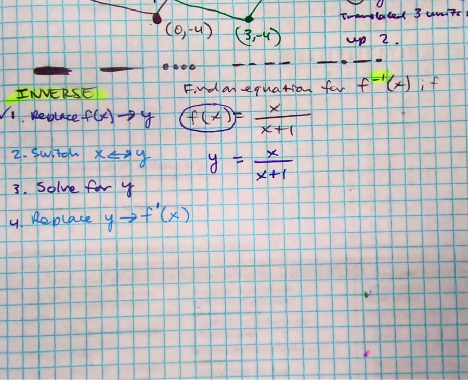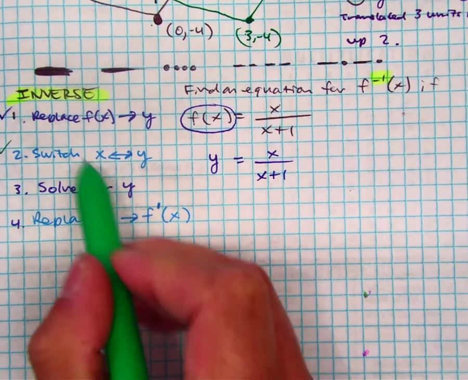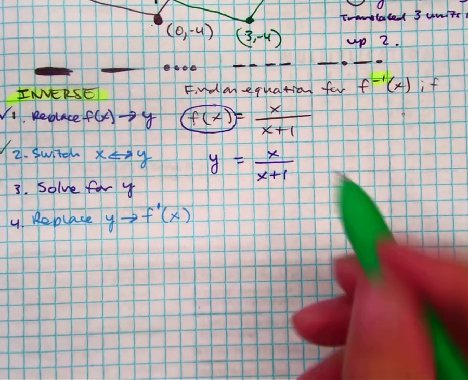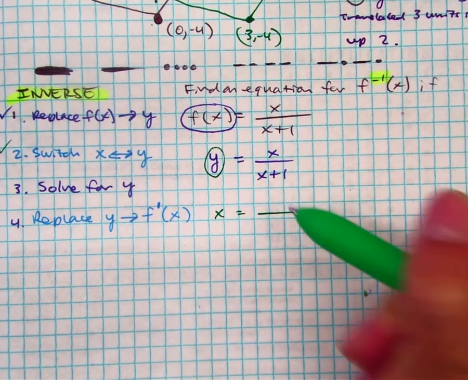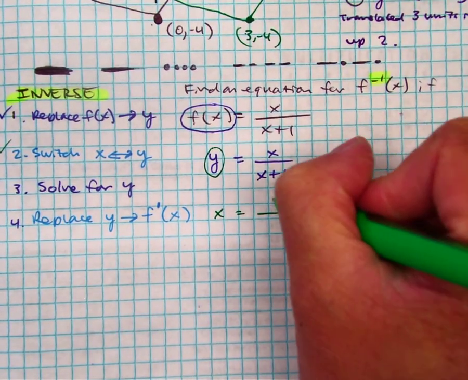The next thing I'm going to do is now switch every x with y, and every time I see a y, I'm going to write x. So this becomes what, class? X. And what am I going to write? Y over y plus 1.